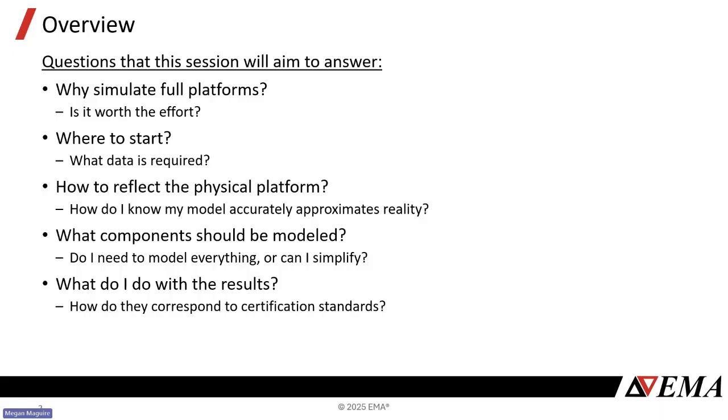Where do you start? So what data do you need at the beginning when you start modeling? And then how do you know that the model that you've created accurately approximates reality, so that you are accurately representing the physical platform? And then what components should be modeled? So do you model everything? Do you model some subset? What sort of simplifications do you make and why? And then finally, what do you do with the results? So how do they correspond with certification standards? Basically taking it from simulation, comparing to test, or like in the case of lightning, assigning like DO-160 levels, stuff like that.